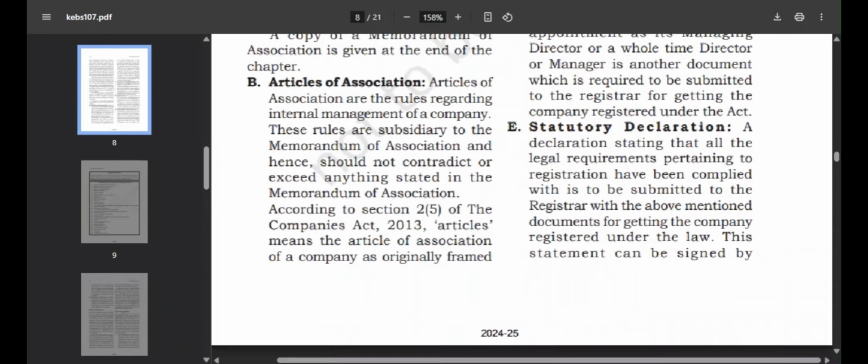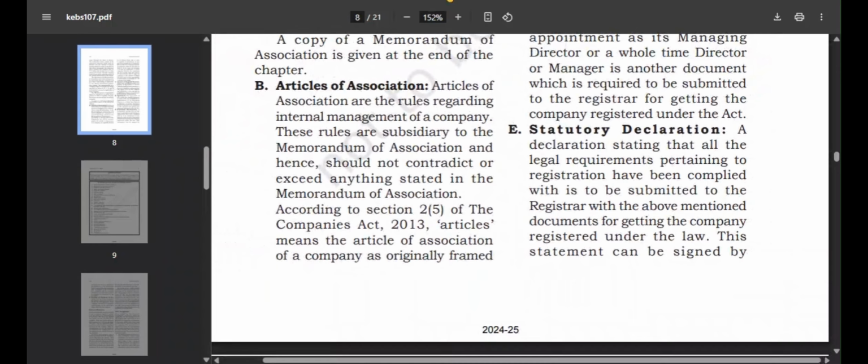Then you have your articles. This defines the rules regarding internal management of the company. These rules are subsidiary to the MOA. Means first you will read the rules of MOA, then you consider your AOA, and they should not contradict or exceed anything that is in MOA. Suppose MOA is saying something and AOA is saying something that is exceeding your MOA, that is not possible.